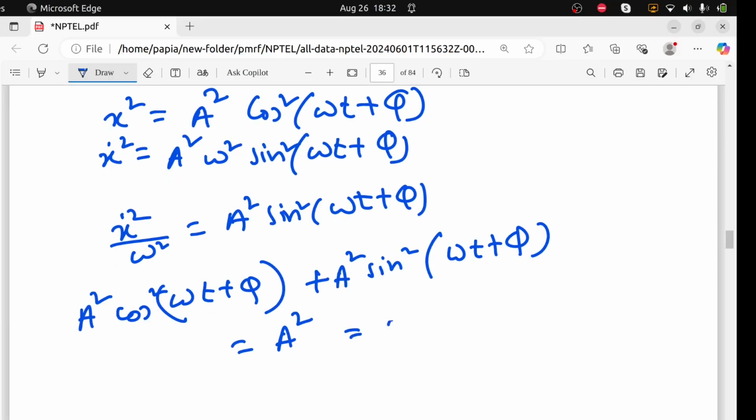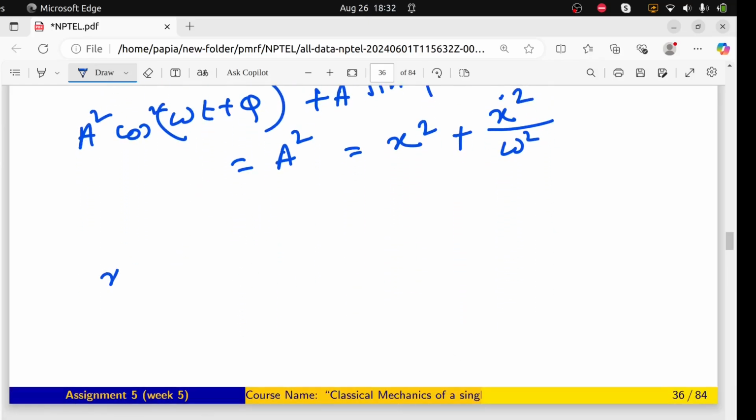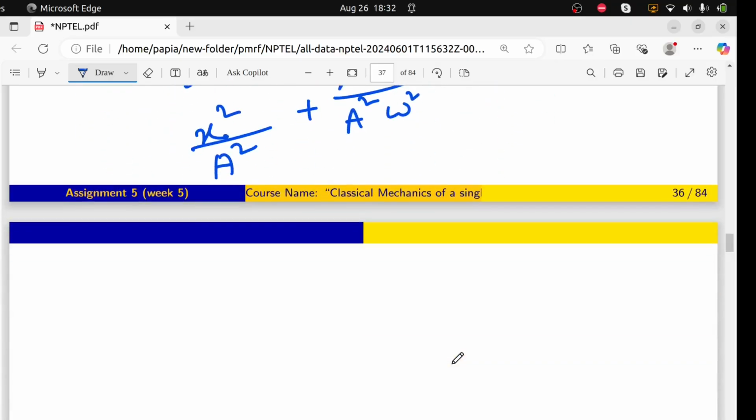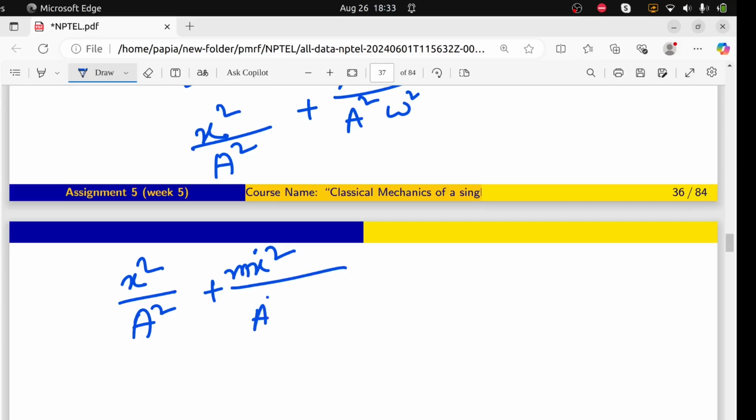That means x square plus x dot square by omega square. So I can have x square plus x dot square by omega square as a square. Okay? So I can simply write here x square by a square plus x dot square by a square omega square equals to 1. Now I can do another thing as x square by a square plus x dot square multiplied by m, a square m omega square equals to 1.